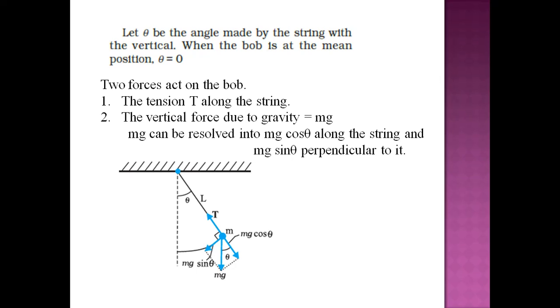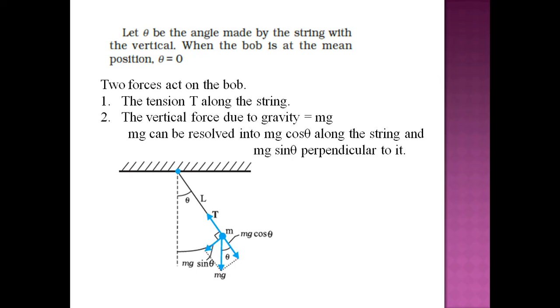So at that position, two forces act on the bob. The first force is the tension T, which acts along the string, as you can see with the blue arrow, T upwards, that is tension in the string. And the second force will be due to gravity.